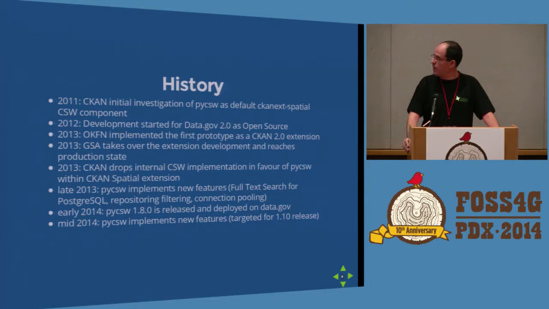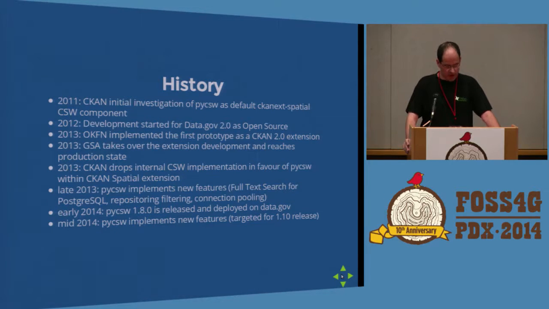So then OKFN implemented the first prototype during the first months of 2013. And then GSA took over the project and the extensions that were developed in order to continue and bring the project to deployment and to production state. So at some point, CKAN had an internal implementation of CSW, which was used in the UK, but there were some issues with it. So they finally made the choice to drop the internal plugin and use pycsw as the official CSW library.